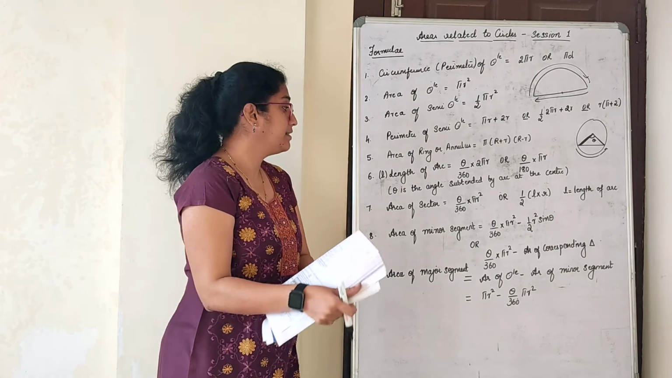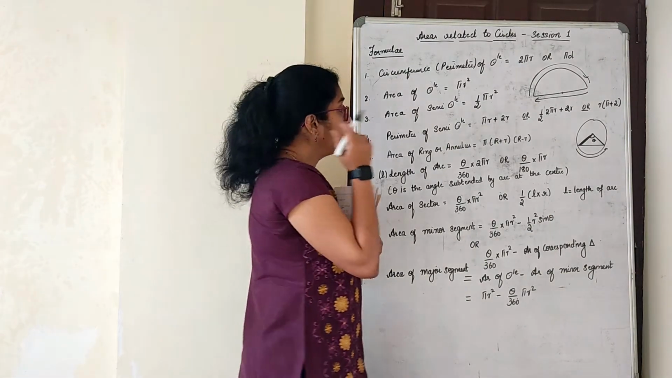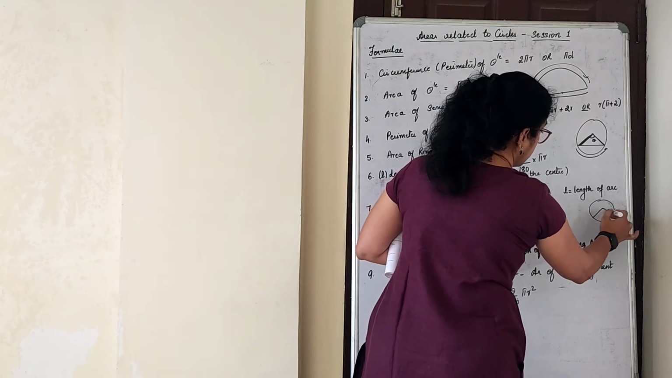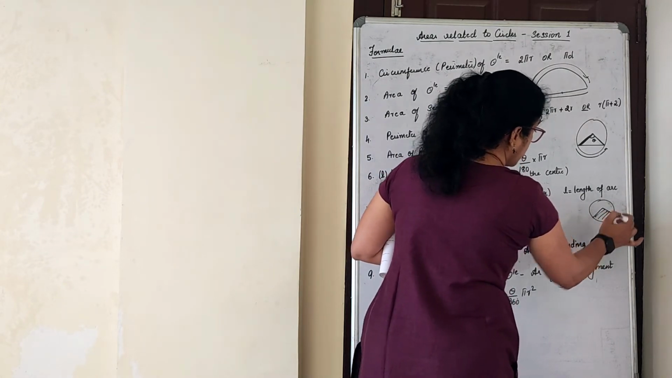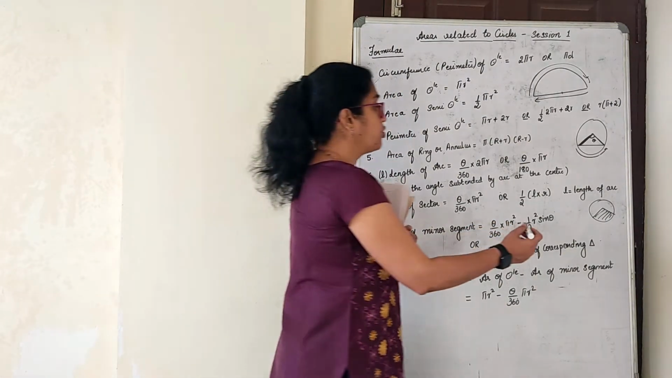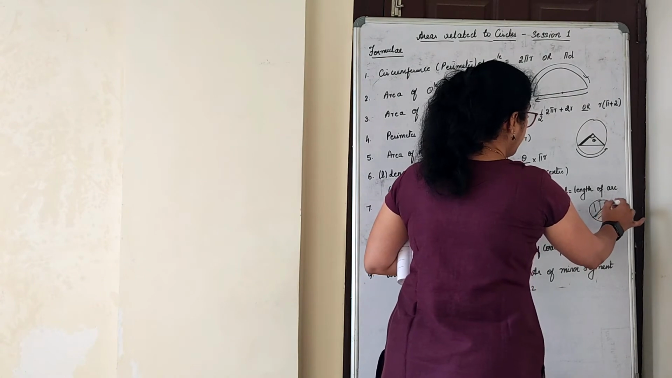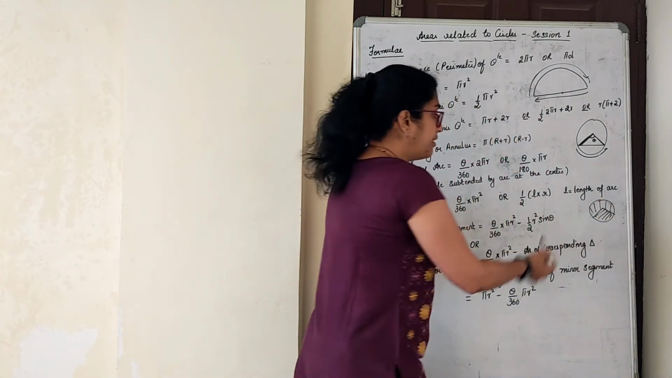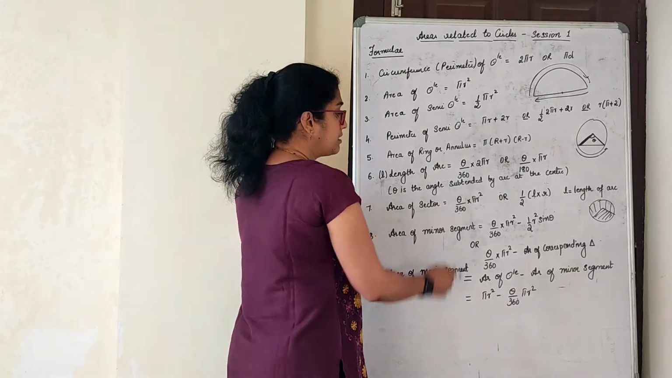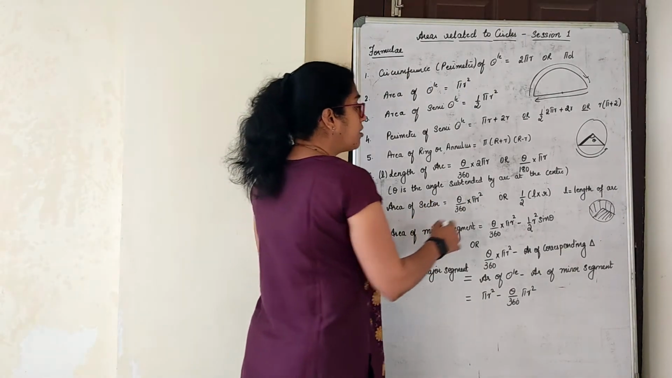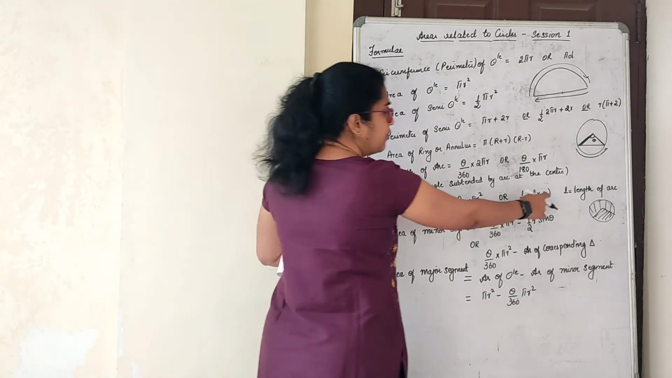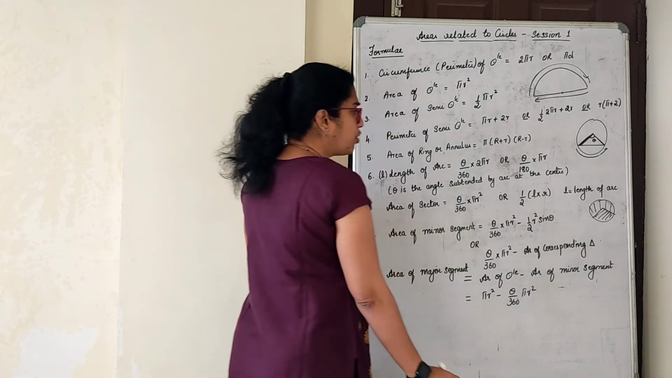Area of a sector. Now when we talk about the area of a sector, this is a sector. This portion is called the area of a sector, in general, where the angle will matter. So the area of a sector is given by theta upon 360 into pi r square, or half into L into R. Why L into R? Where L stands for the length of an arc.